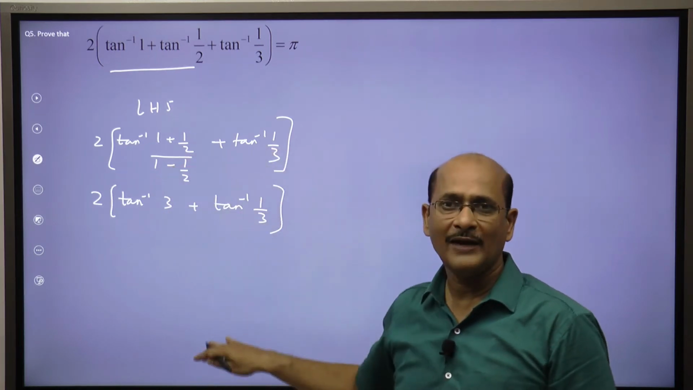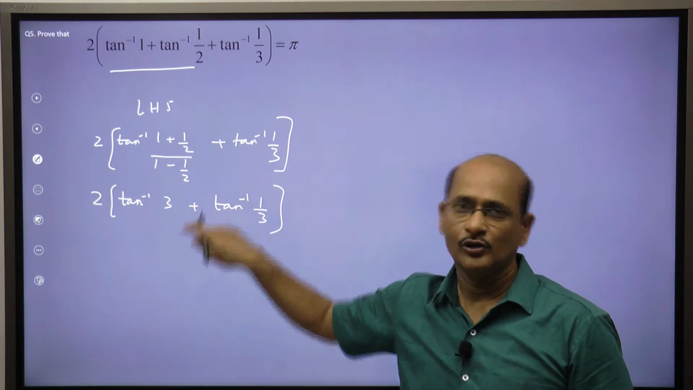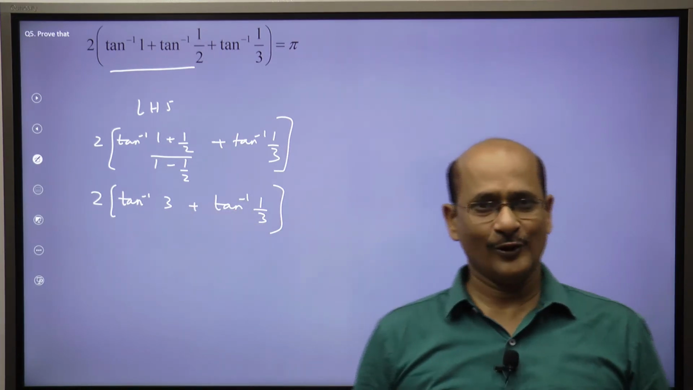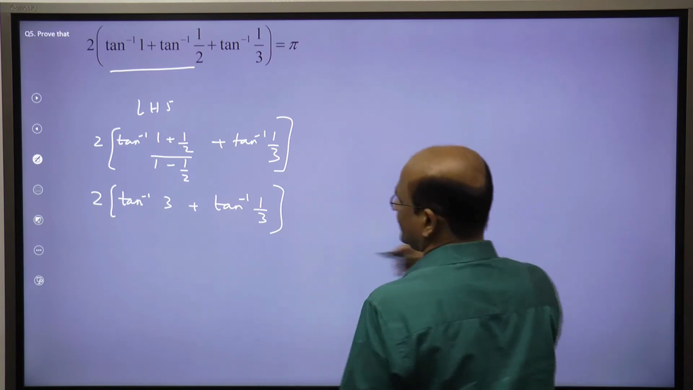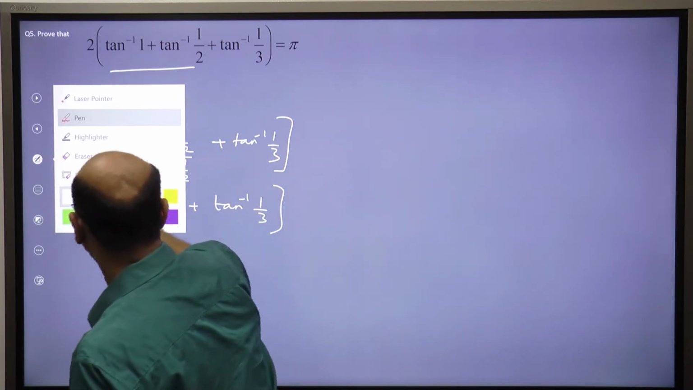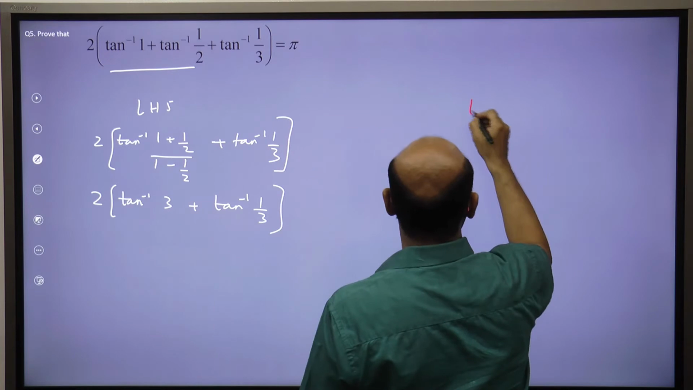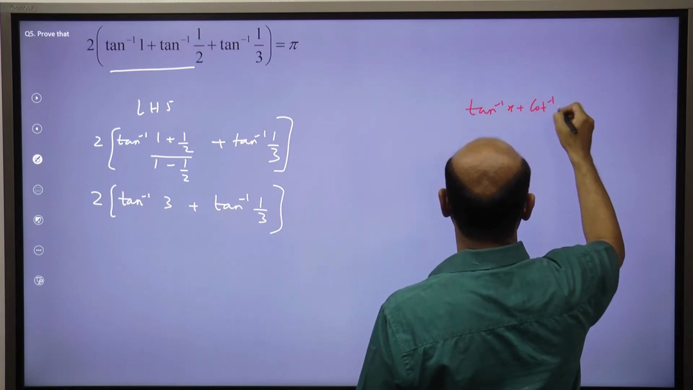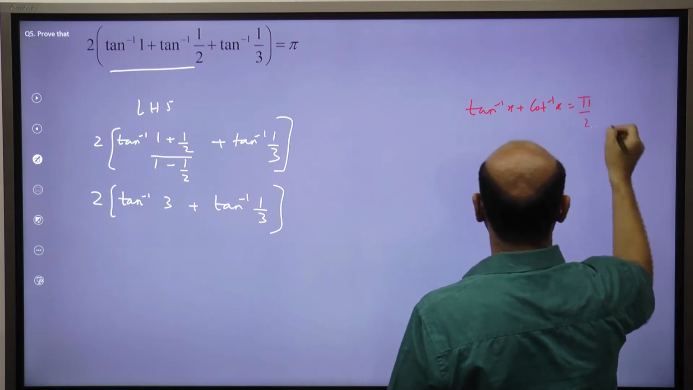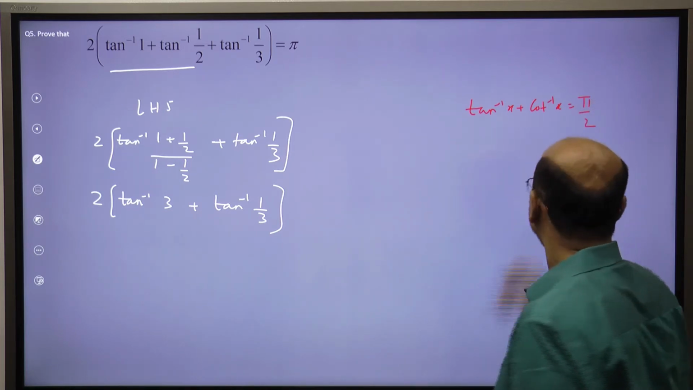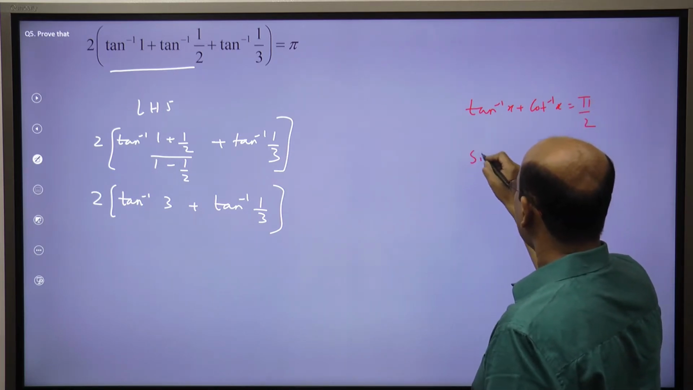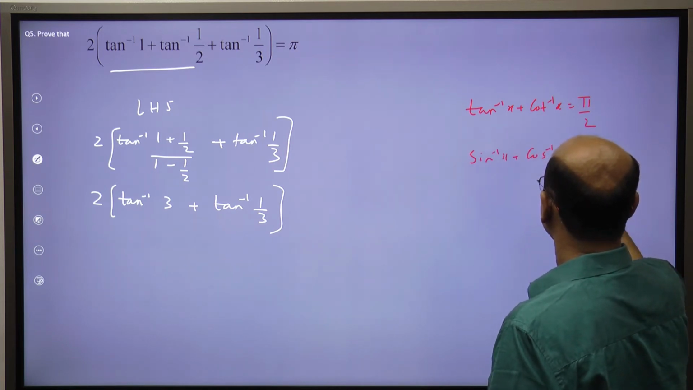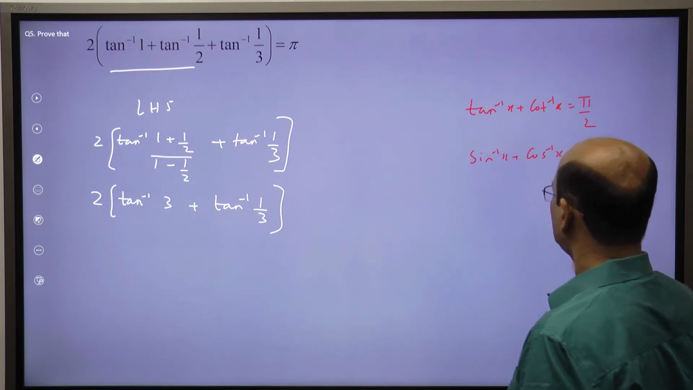Same formula you apply which I applied in the previous step, you will get the same answer. But I will make my work a little bit simpler and easier for you to understand. Remember, there are important formulas you have to always keep in mind. You remember this, tan inverse x plus cot inverse x is nothing but pi by 2. Remember, right? Similarly, sin inverse x plus cos inverse x is also pi by 2.